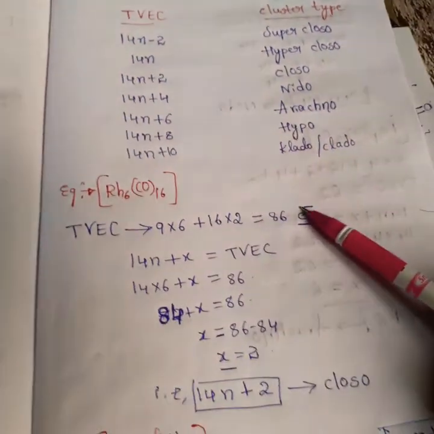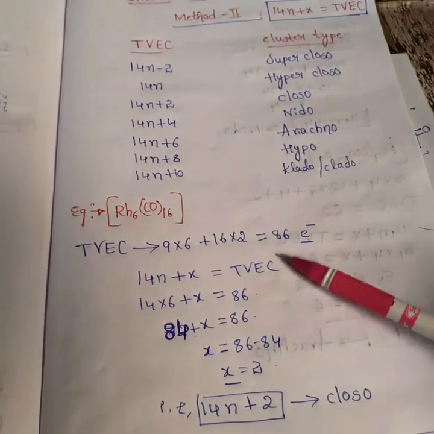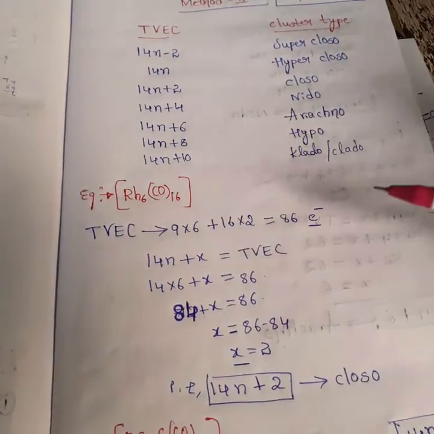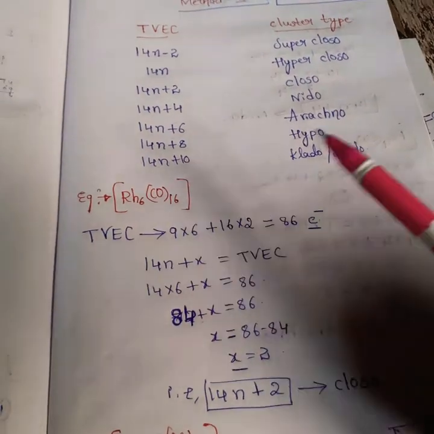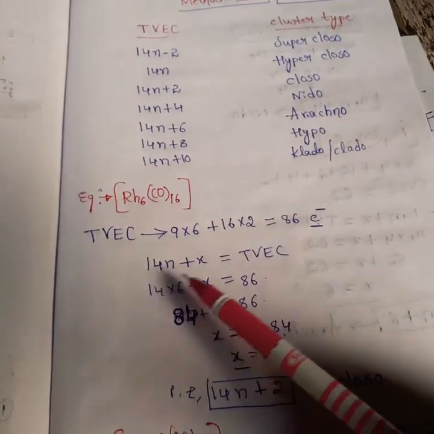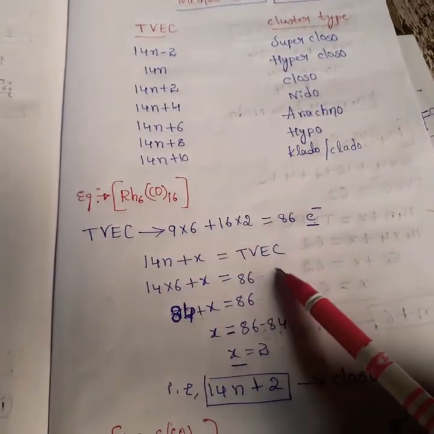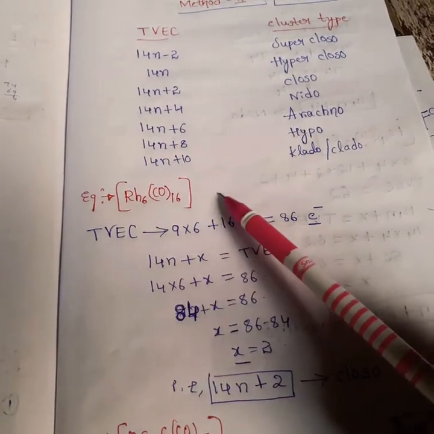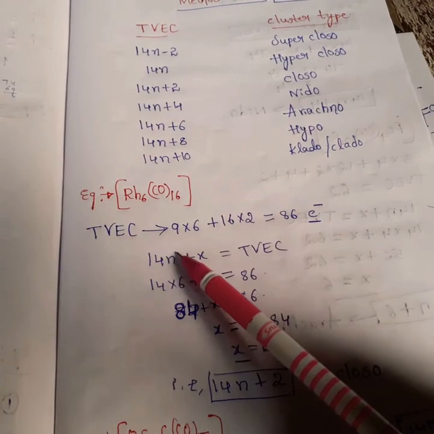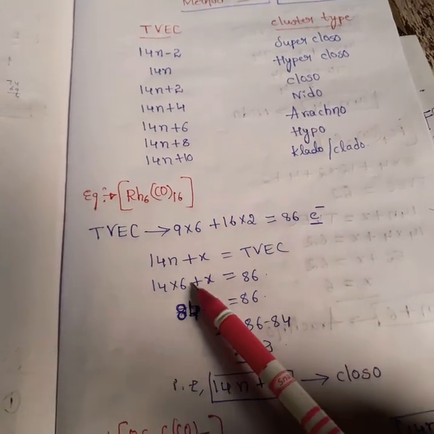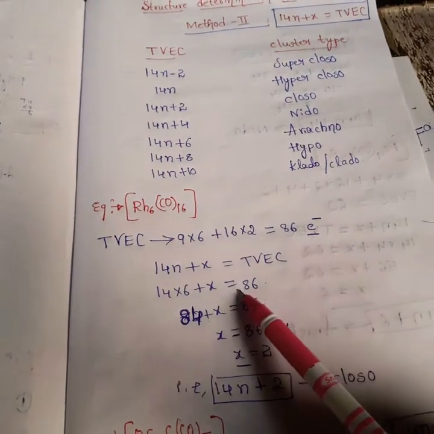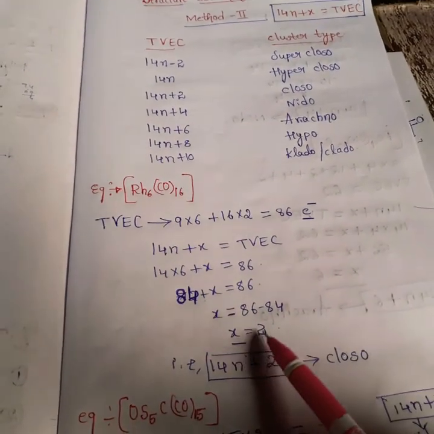I hope you understood. Let me repeat once again, friends. Just have a little bit of focus on this. Our formula is 14N plus X is equal to total valency electron count. N means from the cluster we have to count the number of metals and keep that number in place of N. Total valency electrons, we have already calculated. So here we get X is equal to 2.